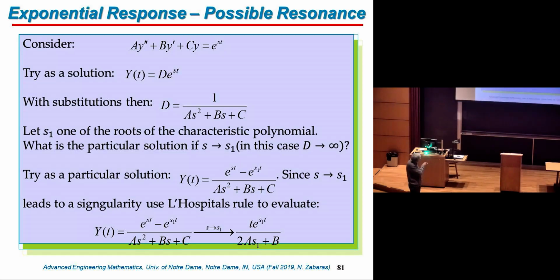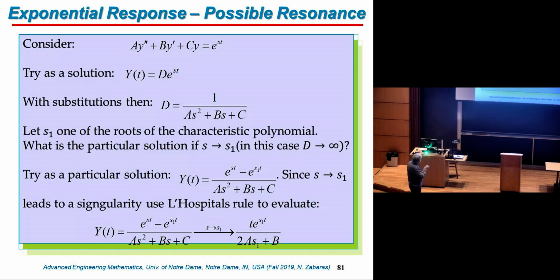And you notice now, when s goes to s1, the numerator becomes 1 minus 1, and the denominator becomes 0. So you have 0 over 0. And then you use L'Hopital's rule. Right? And what is L'Hopital's rule?